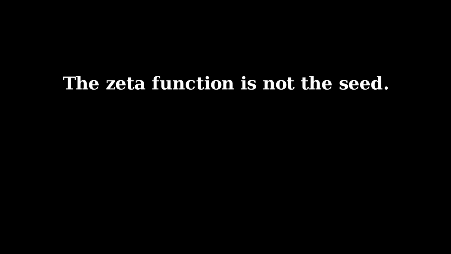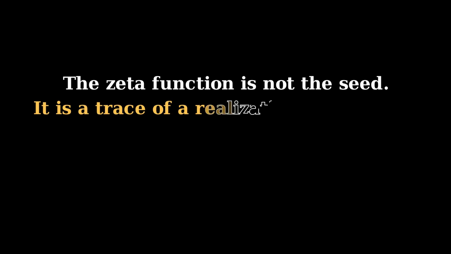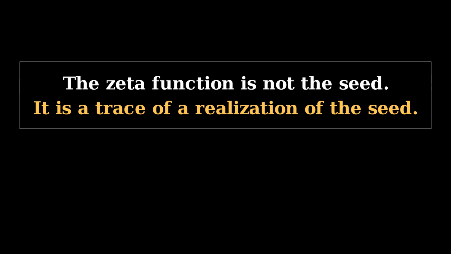Here is the basic philosophy in one line. The zeta function is not the seed. It is a trace of a realization of the seed. The basic object of the theory is not a function at all. It is a geometric seed, S equals (I, Gamma, Pi).